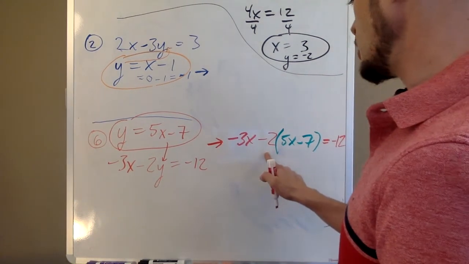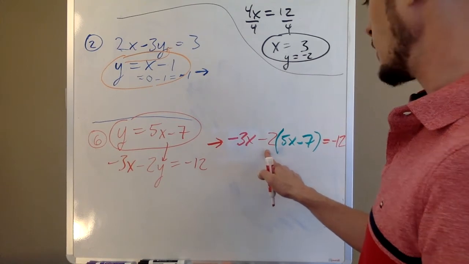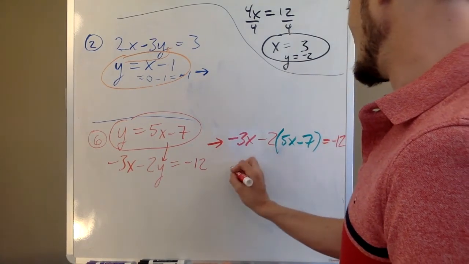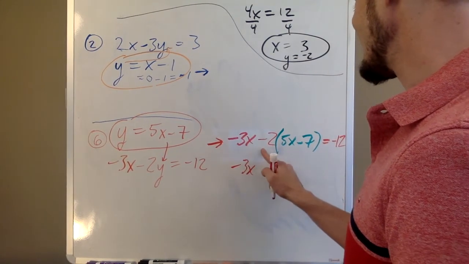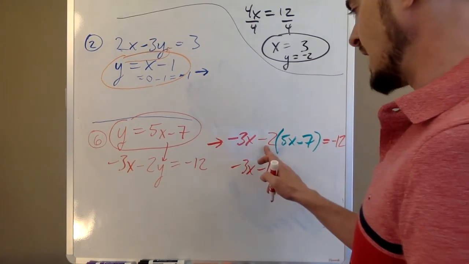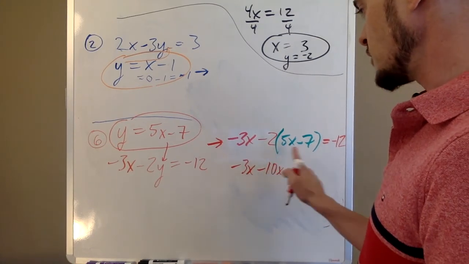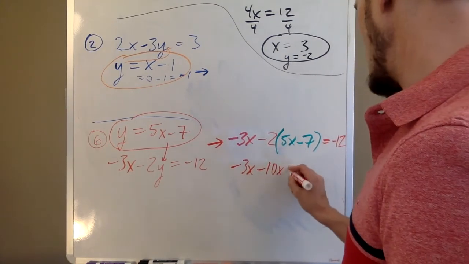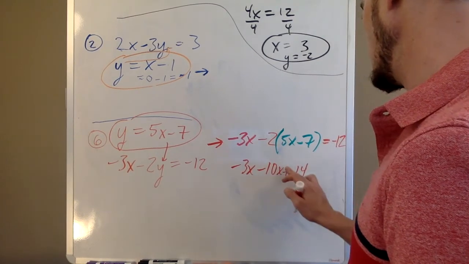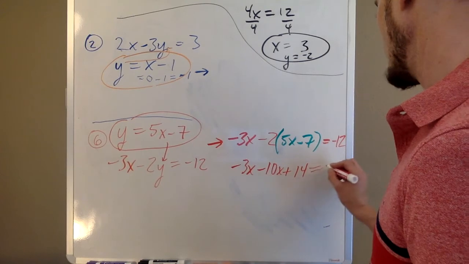So let's do a little distribution. Remember, I'm distributing negative 2. So here, it's going to be negative 3x minus 10x here, because it's negative 2 times negative 5. That's negative 10x. Negative 2 times negative 7. That gets us a positive 14. It's okay to check your work with a calculator anytime, of course.